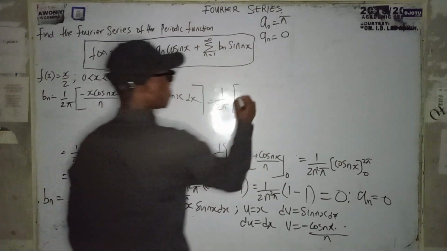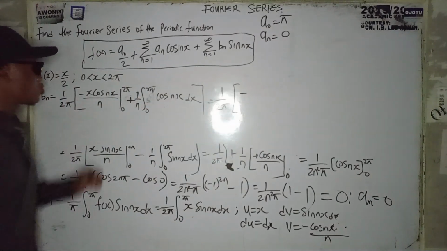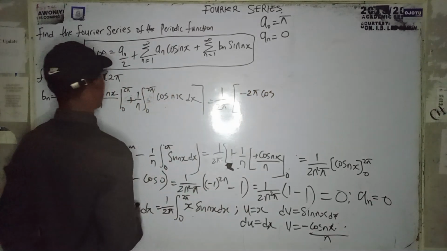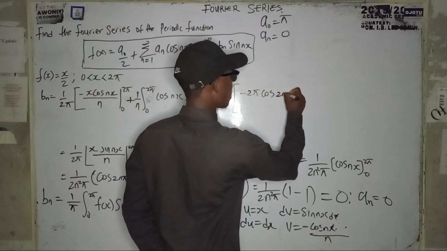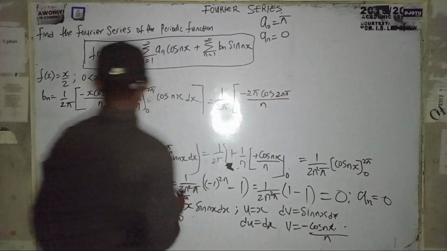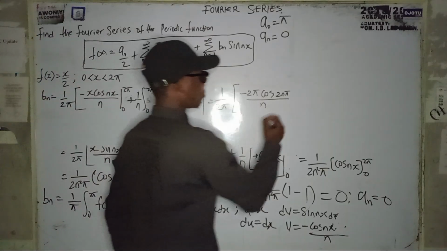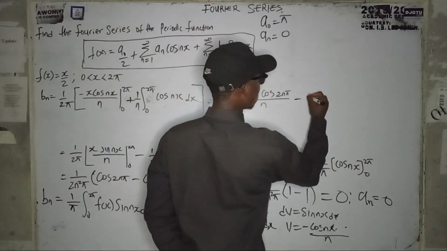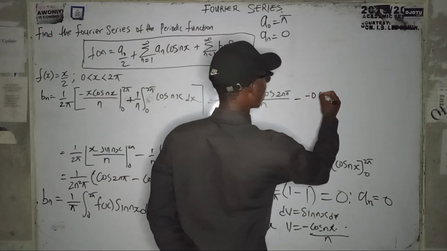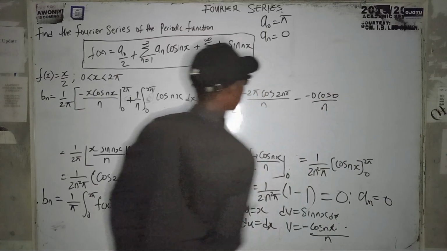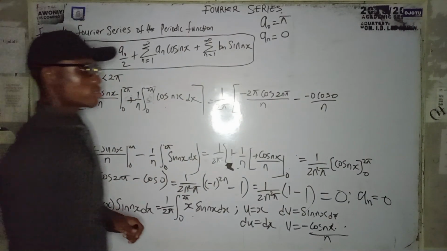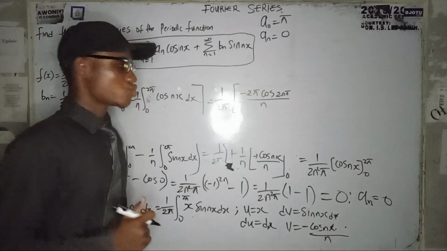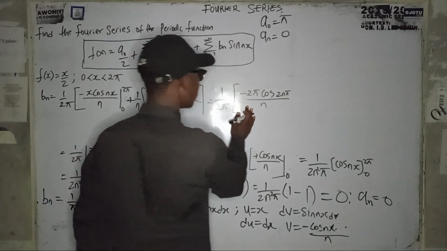Then inside my bracket here, we have minus, when x is equal to 2 pi, we have minus 2 pi cos 2n pi over n here, minus, now minus another, the minus that was initially here, which is minus 0 cos 0 over n. For the second one, since 0 has multiplied everything here, we do not need to write it again. Everything is going to be equal to 0. Now this is the only relevant one here.